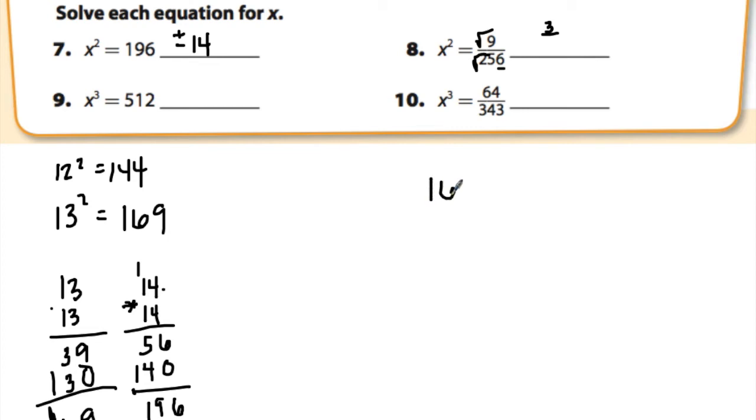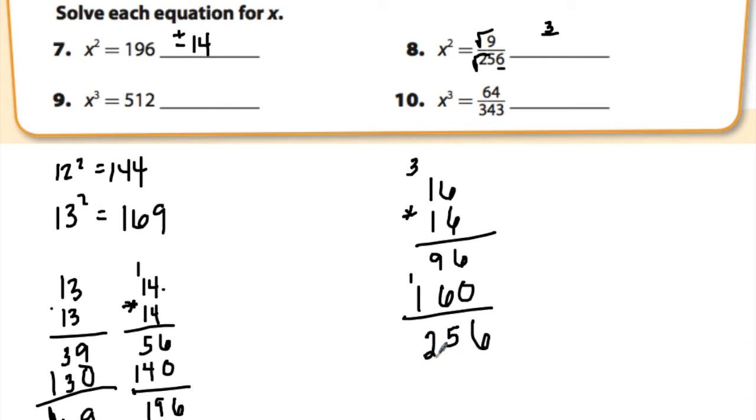So let's try 16. 16 times 16. 6 times 6 is 36. Carry the 3. 1 times 6 is 6, plus 3 is 9, so I get 96. 6 times 1 is 6. 1 times 1 is 1. I get 6 plus 0 is 6. 9 plus 6 is 15, carry the 1, and I get 256. So the square root of 256 is 16. Since I knew my square roots up to 12, it helped me figure out whether I need a larger or a smaller number for these squares.